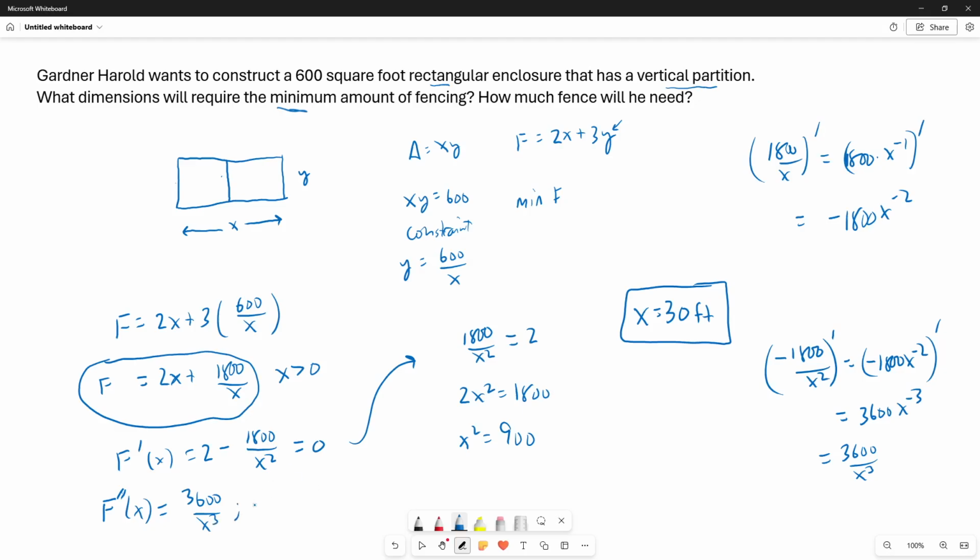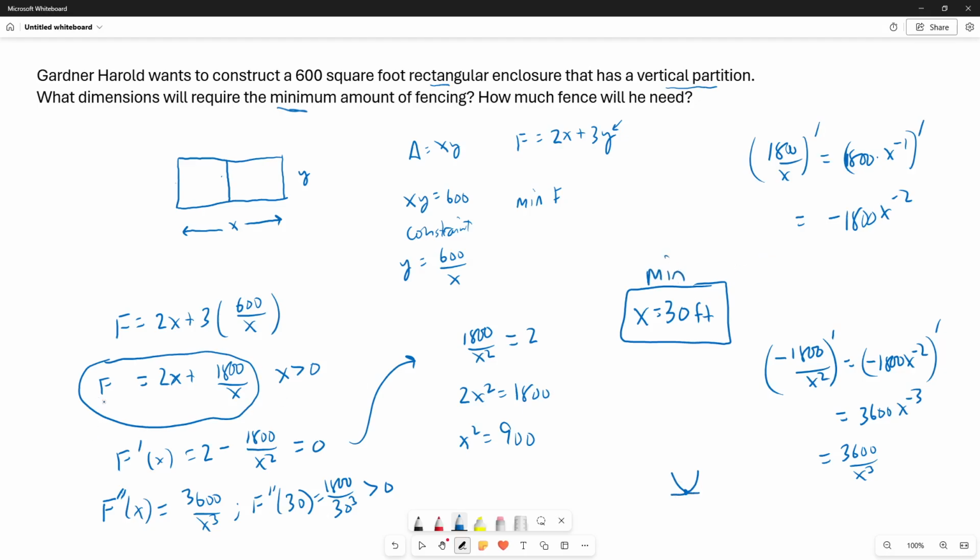And so that means that f double prime at our critical number 30 is 3600 over 30 cubed, and that's a positive number divided by a positive number, so that's positive. A positive second derivative means that we're talking about concave up, and combining that with a critical number, we do have a minimum.